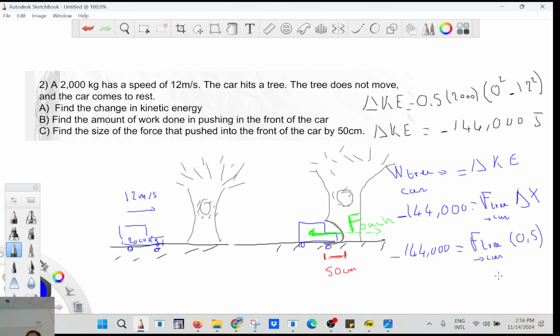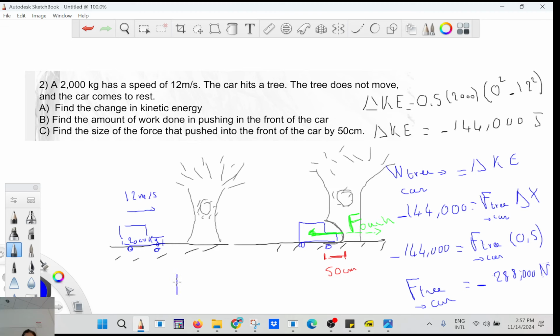Negative half, 72,000 joules. No, newtons. So check. No. You divide by 0.5, so you multiply by 2, right? So what do you get? When you divide by 0.5, it's like you multiply by 2. Okay, yeah. So it's going to be 288,000 newtons. Do you all agree? Okay. So that's the force from the tree on the car.